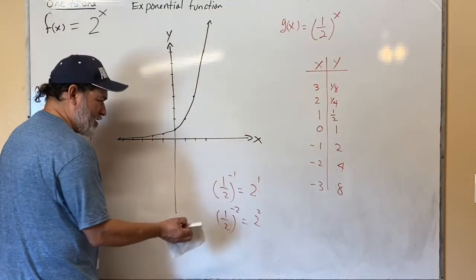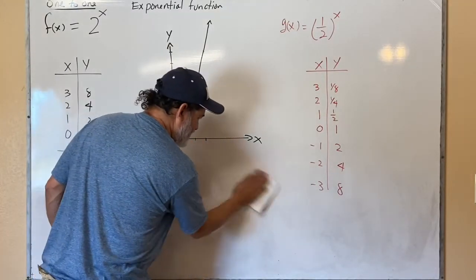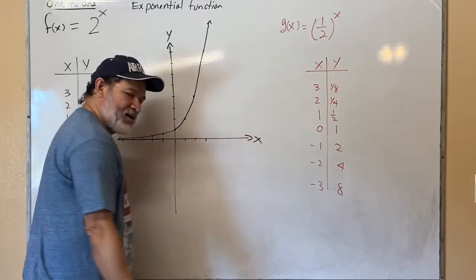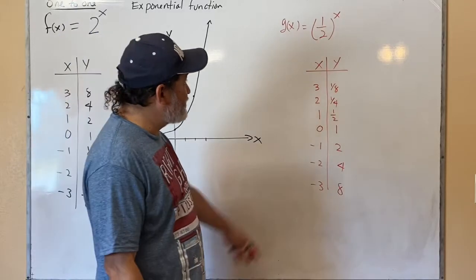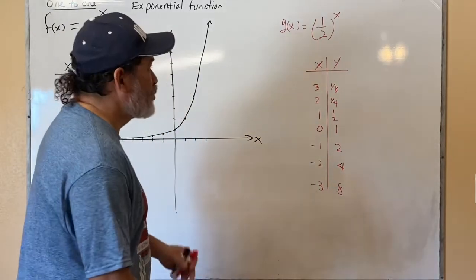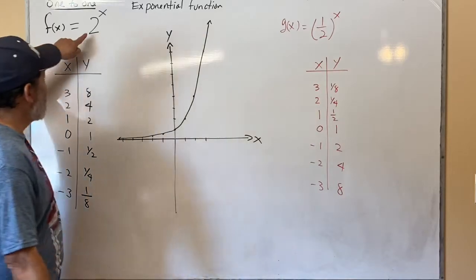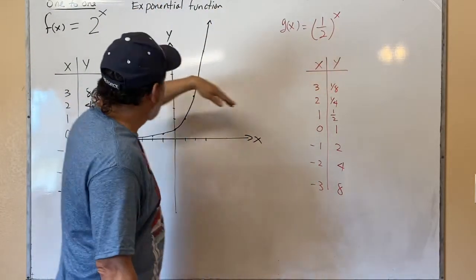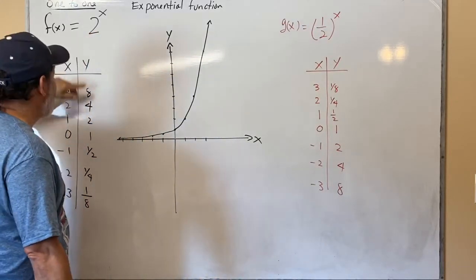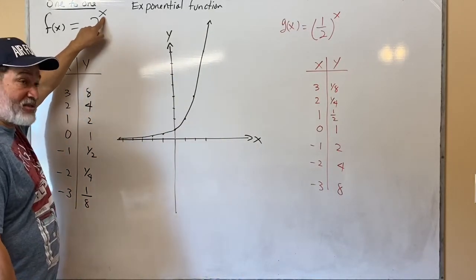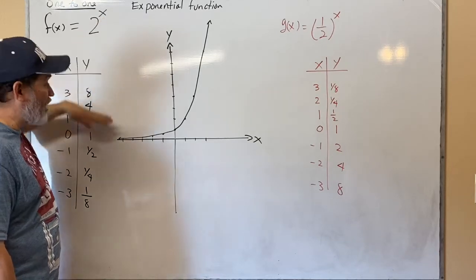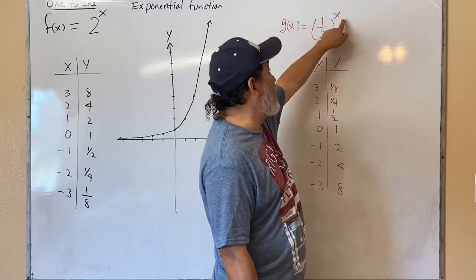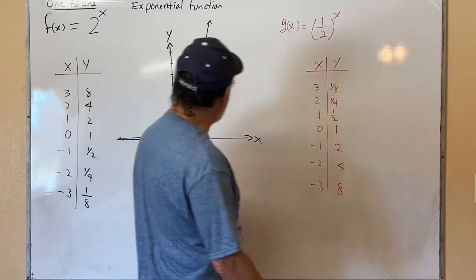All right, so let me erase this. And now we're going to graph this table. Note, base of 2, base of half. With a base of 2, the power is x, increasing. Base of half, power of x, let's graph it.